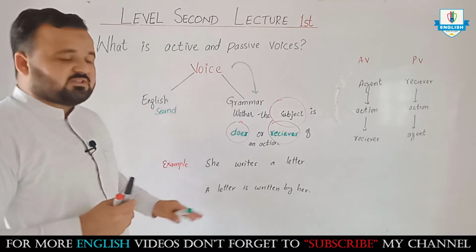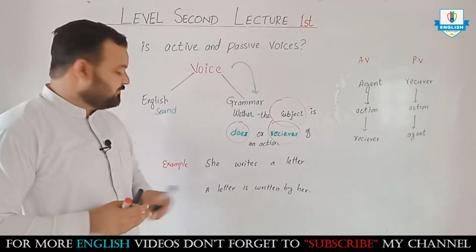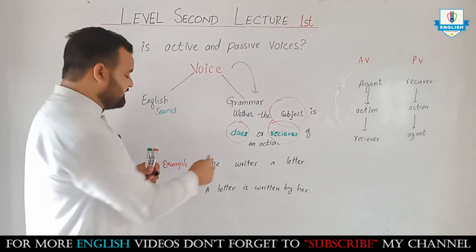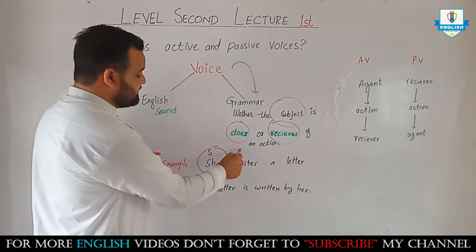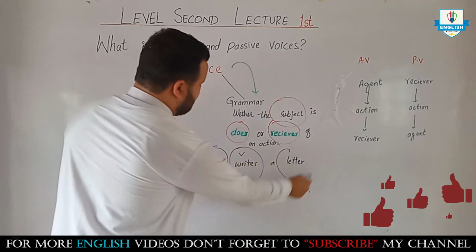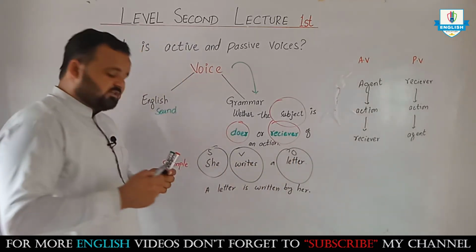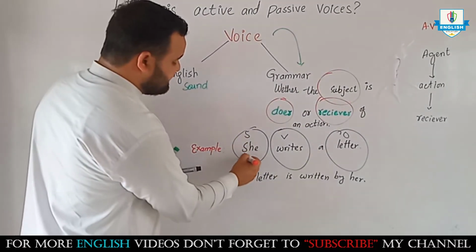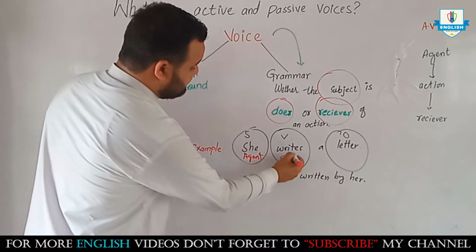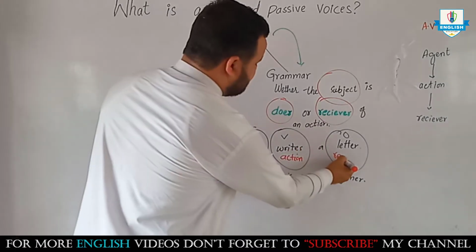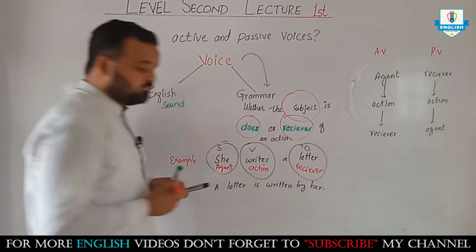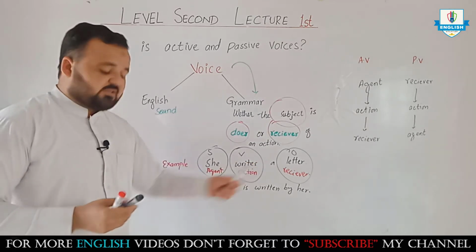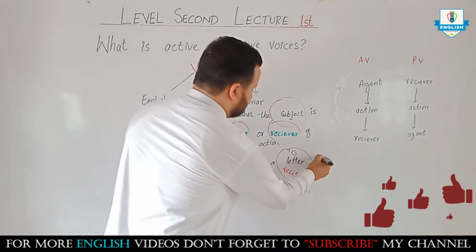So here I wrote two sentences in example. You will know it easily. She writes a letter. So we have mainly three parts in a sentence. One we call subject, verb, and object. SVO, the structure of English sentence. So we also call it agent, action, and receiver. In a sentence, when the subject is the doer of action, so that sentence is considered an active voice.